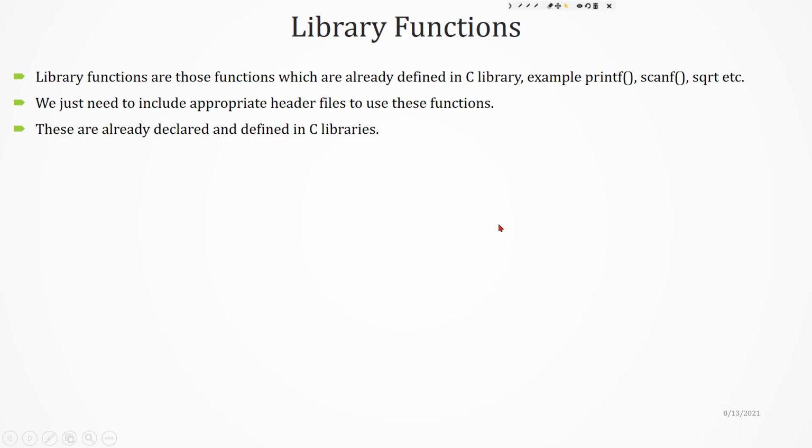So our topic is library functions. Library functions are those functions which are already defined in C library. Example: printf, scanf, sqrt, etc.